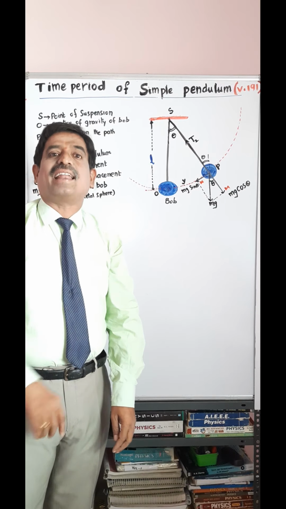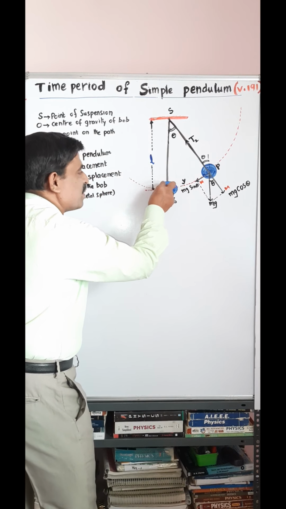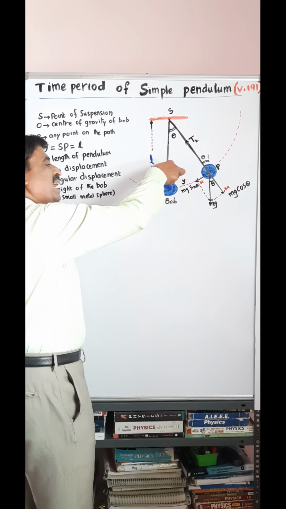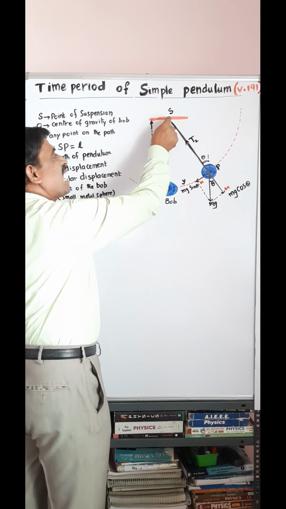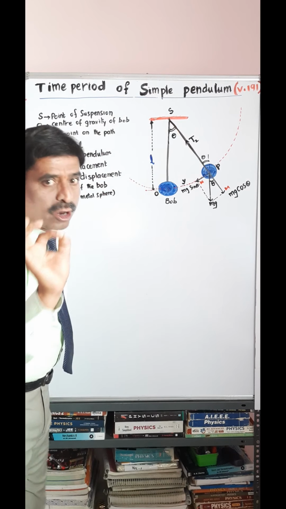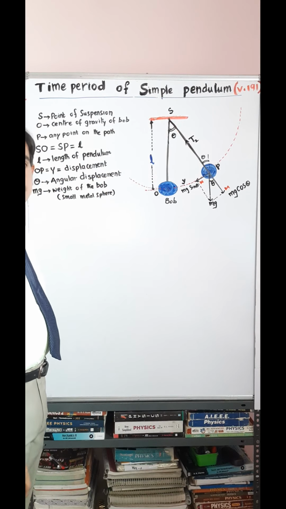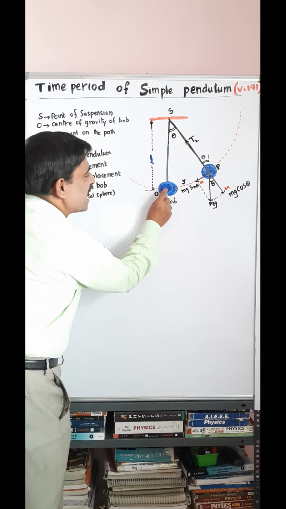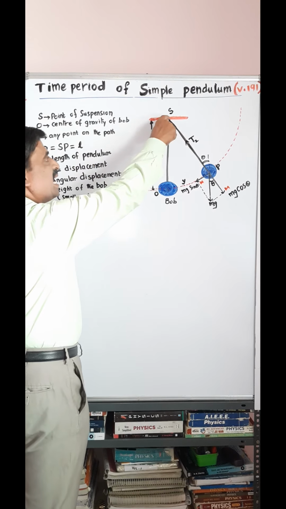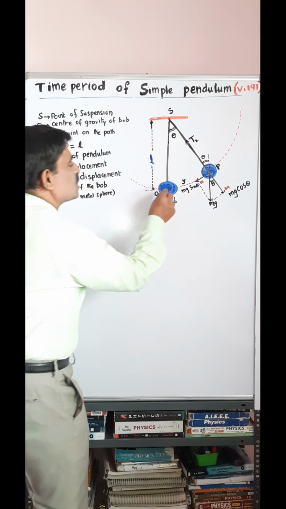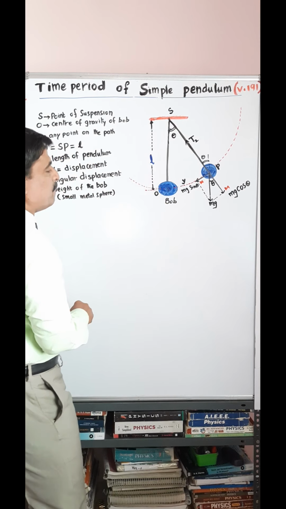In ordinary language, a small metallic sphere suspended by means of an inextensible cotton thread attached to a rigid support we call a simple pendulum. Now this is the center of mass of the simple pendulum. This is the point of suspension. This small metal sphere we call a bob.